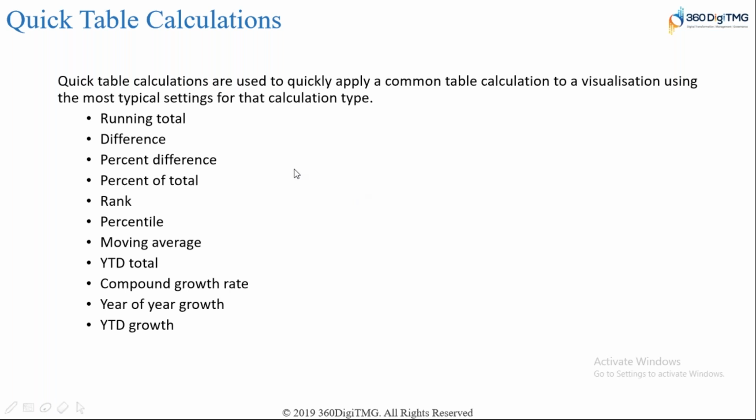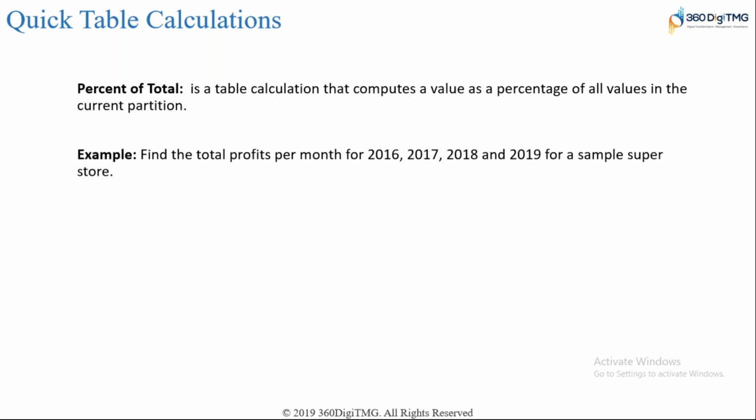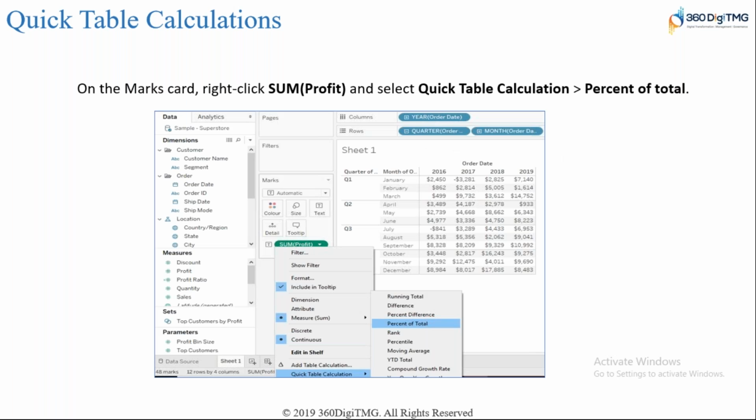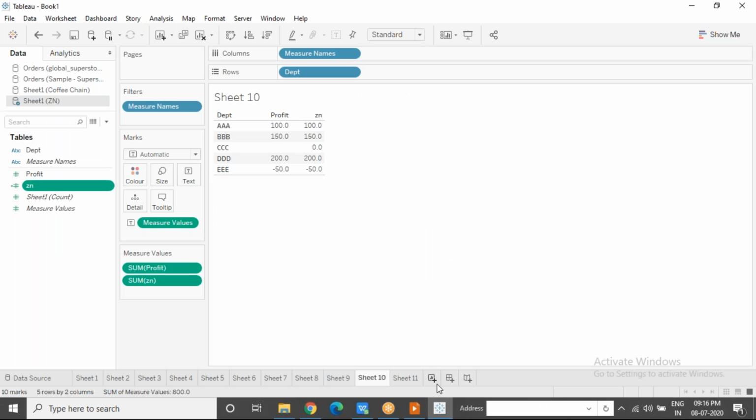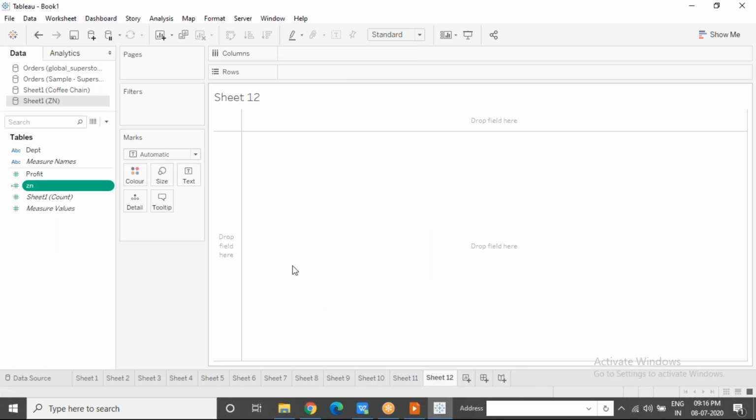Let us see. To understand any calculation in Tableau, there are two things that we need to understand: a concept called partitioning and a concept called addressing. Once we know what is partitioning and what is addressing, everything else will automatically fall in place. So let us understand the concept of partitioning and addressing and also the concept of quick table calculations in Tableau.